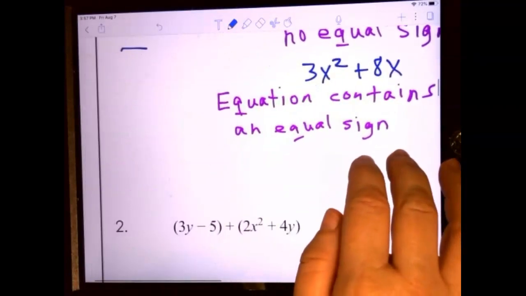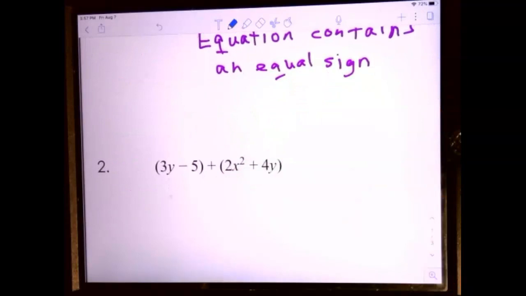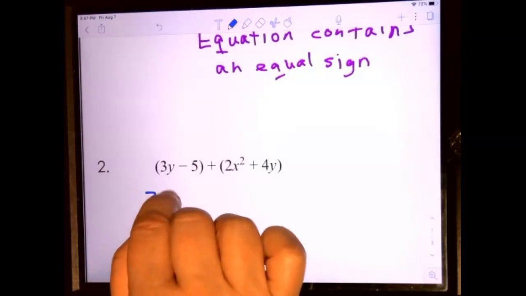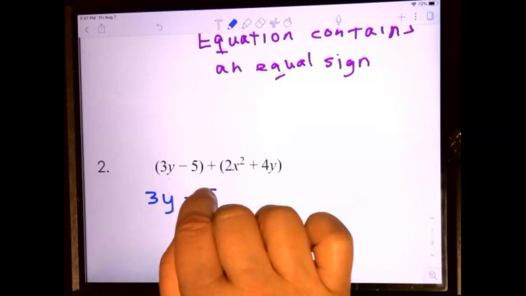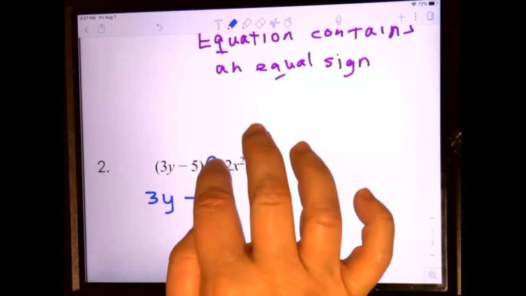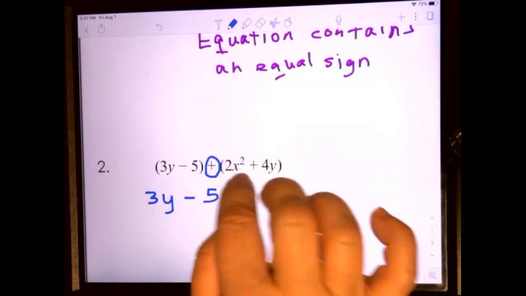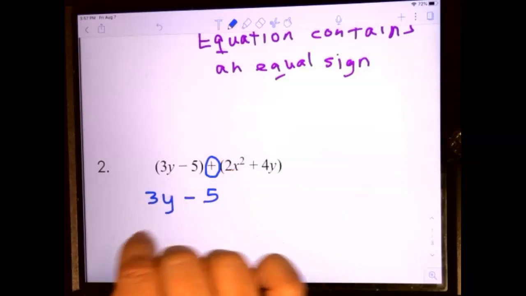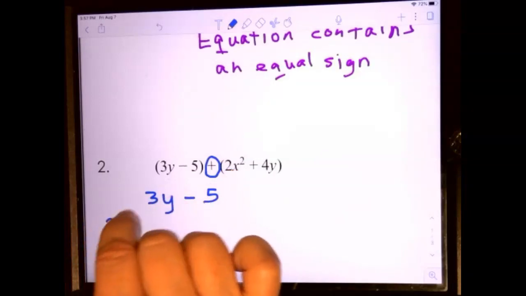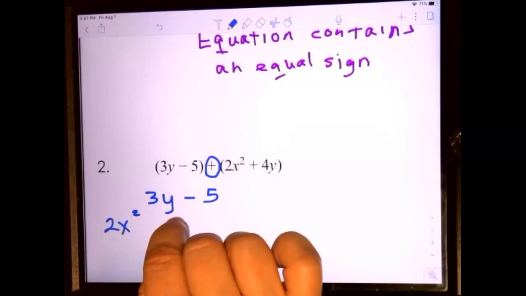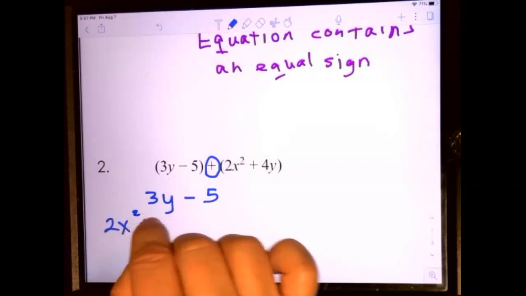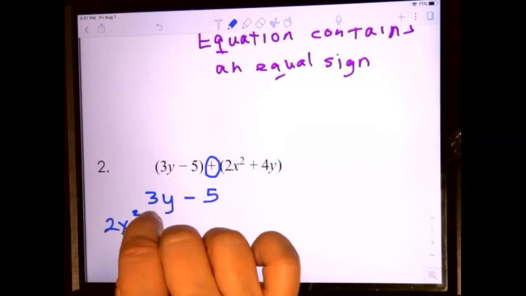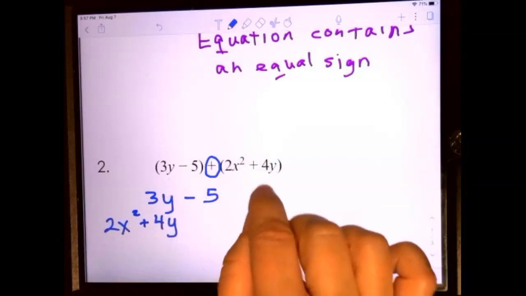Okay, let's go down here, and let's try this one without algebra tiles. So I'm going to write 3y minus 5. I have a plus, so I don't have to change anything here. I have 2x squared. Oh, I don't have an x squared up here. So let me write my 2x squared here. And then I'm going to write plus, that's a y and that's a y, so I can write 4y underneath here. And that's all I have.